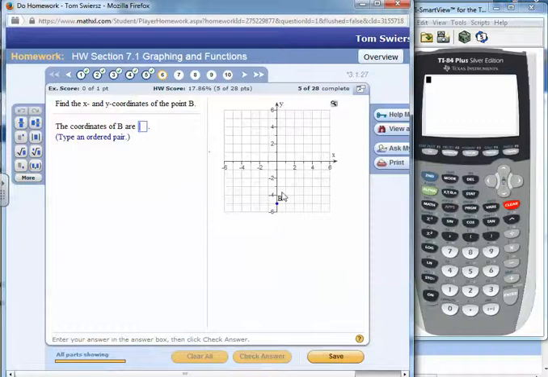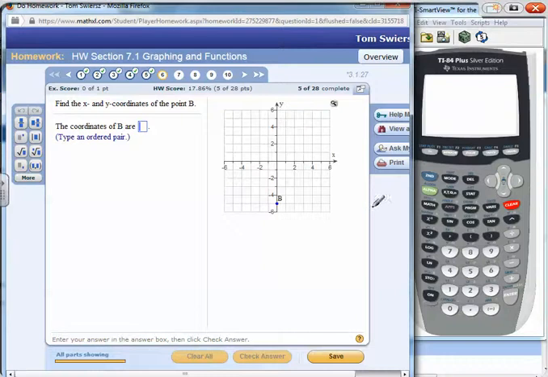Okay, the coordinates of B. Now B is on the y-axis this time, right? So again, we're going over 0, right? We're not going over at all, so x is 0. And B is at what? -5, right? 1, 2, 3, 4, 5. Down 5 units, so it would be 0, -5. The x is 0, and the y is -5.